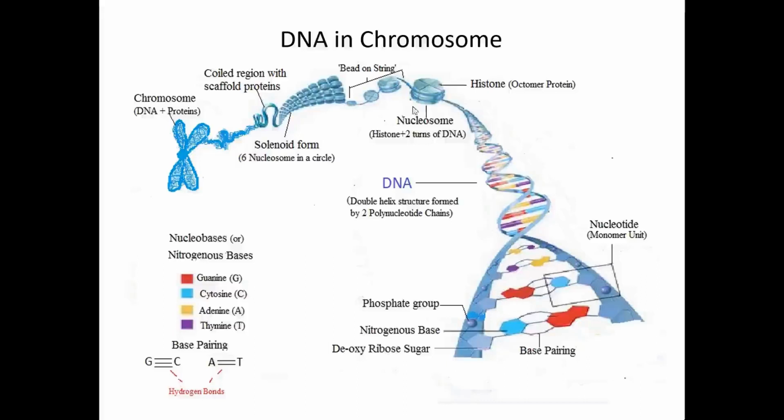Now this DNA coils around proteins called histone. These histone proteins along with the two turns of DNA make up the nucleosome. Nucleosome structures on a DNA strand, we call it as bead-on-string structure. This bead-on-string structure now coils around to form a solenoid form here. This solenoid form along with some scaffold proteins which give support, they coil, they fold tightly and then they form a chromosome structure which we generally observe under a microscope.